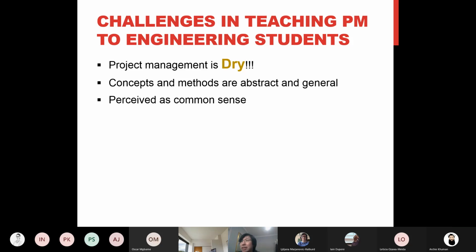So the premise issue is project management is dry. When I'm reading the textbook, I feel sleepy, so not to mention our students. And when we check the available tutorials, videos on the internet or from anywhere, we found they're suitable for the experienced staff, particularly project managers, but not really suitable for our students. Because most of the concepts and methods are quite abstract and general.